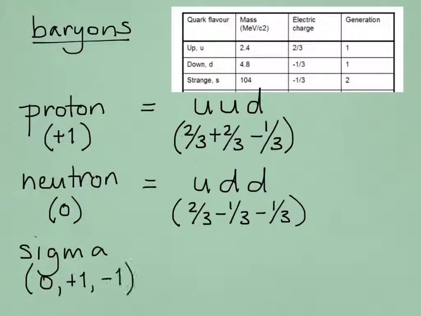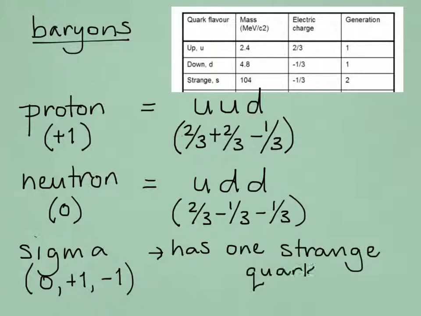What they also saw in particle accelerators were things called sigma particles. And it turns out the sigmas have one strange quark. They can have 0, +1 or -1 charge, and you can make them just by swapping one of the quarks in a proton or a neutron for a strange quark. So you can have up up strange, up down strange, or down down strange. And they fit the bill as far as integer amounts of charge is concerned. So they're the possibilities. And just to remind you that all those particles could have antiparticle versions. So basically double everything there.